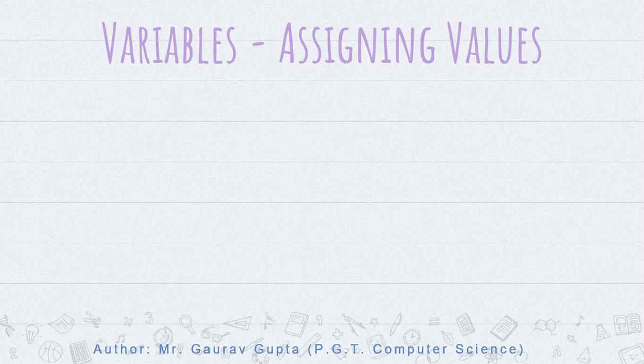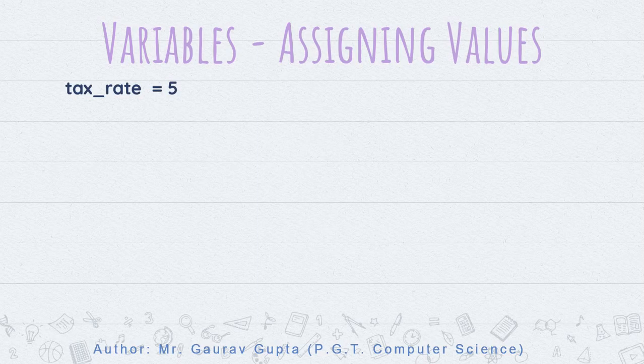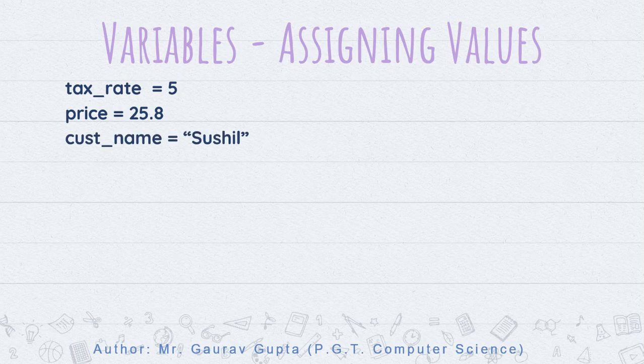Welcome back. In this video, we will discuss various methods of assigning values to variables. tax_rate = 5 will assign integer value 5 to the tax_rate variable. price = 25.8 will assign float value 25.8. cust_name = Sushil will assign a string value to customer name. product = pen will assign a string value to product.